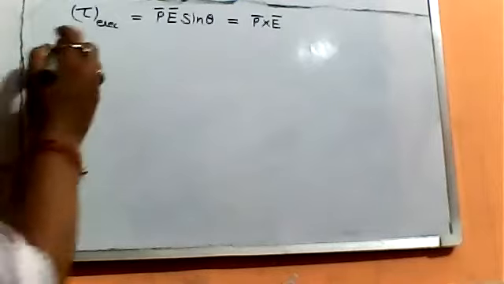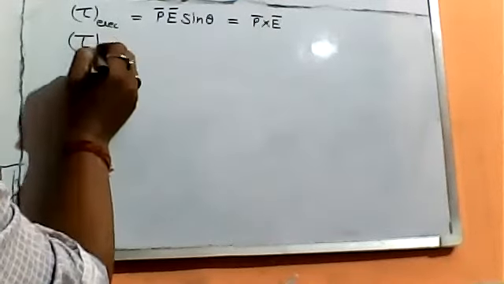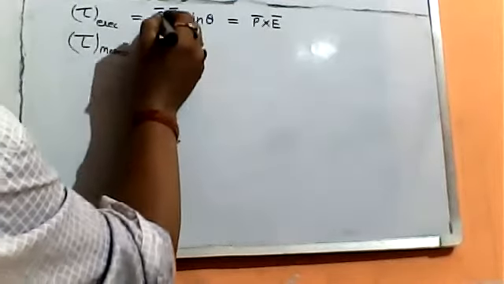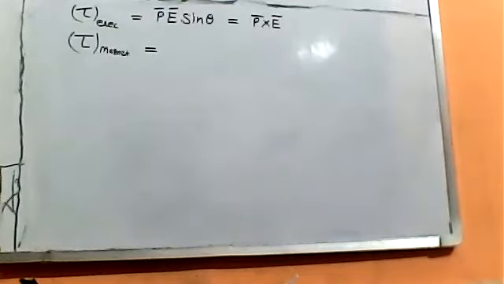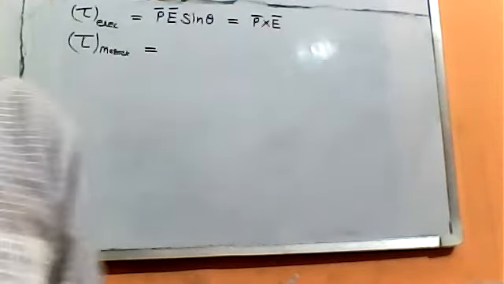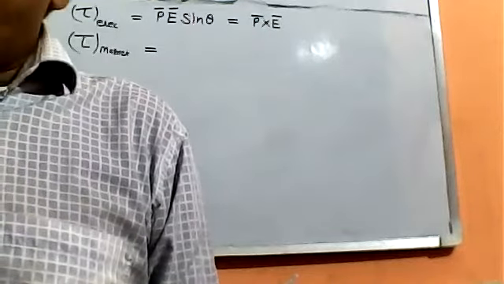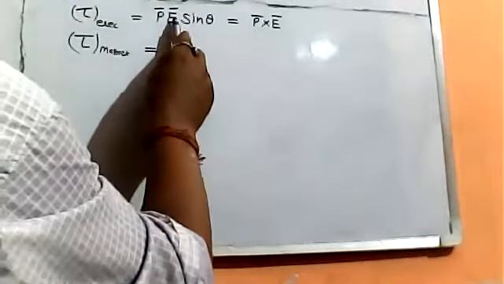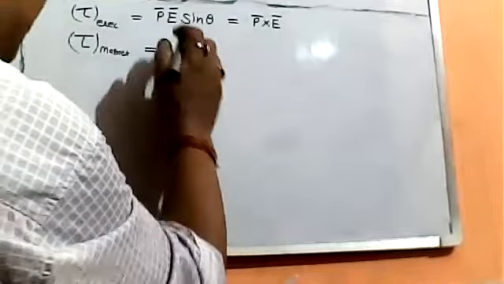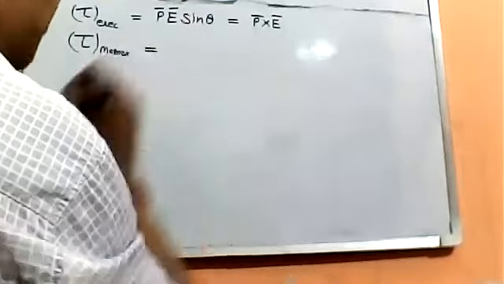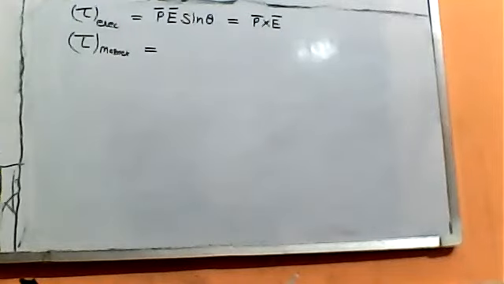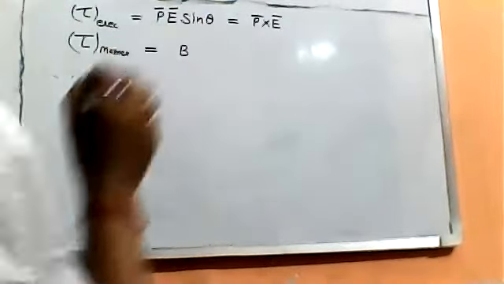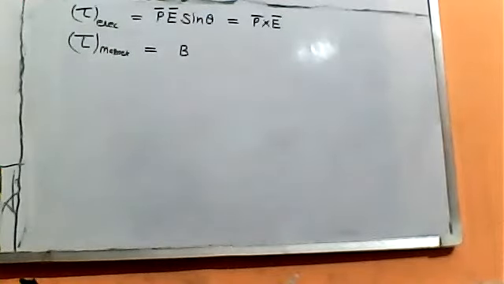Yes, sir. Now, similarly, torque in case of a magnetic field, magnetism. What will be the formula? At the place of P, first P, after that we will replace E by another quantity. What is E? E is the electric field. So this will be replaced by the magnetic field. What is the symbol for the magnetic field? B. Very good. Now P is the electric dipole moment. So what is the symbol for the magnetic dipole moment?